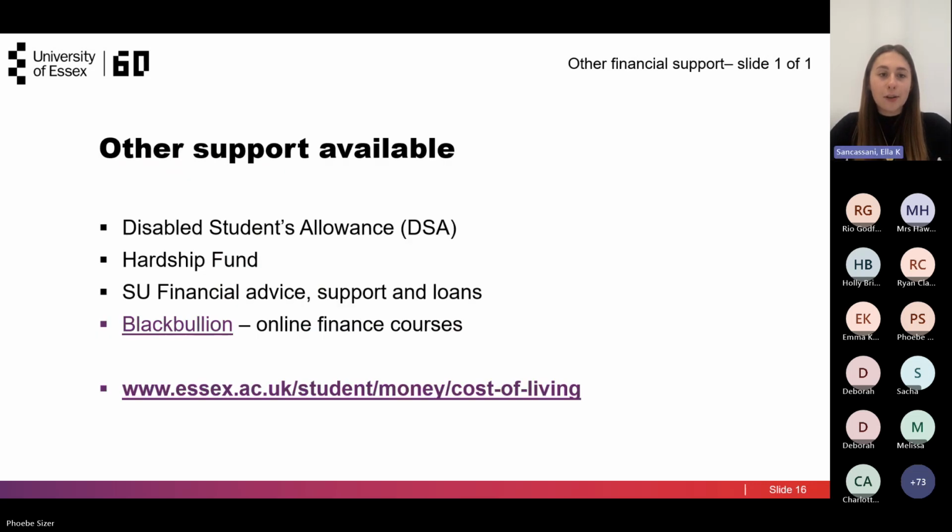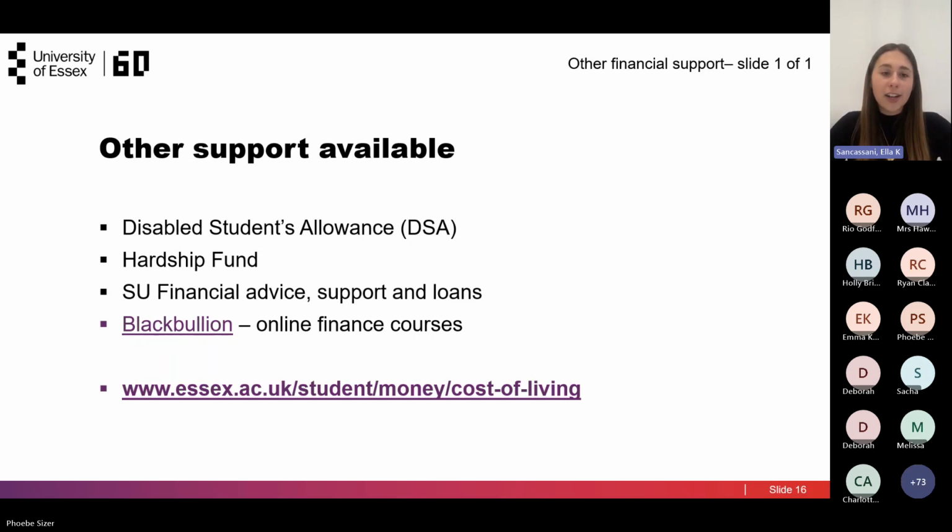There is lots of other support available. There is the Disabled Students Allowance. We do have the Hardship Fund as well. Our Students' Union also have financial advice, support and loans too. So if your young person is struggling financially and they are looking for some advice and some support, then I would recommend that they go to their university, their Students' Union, as there might be additional support that their university might be able to provide them.